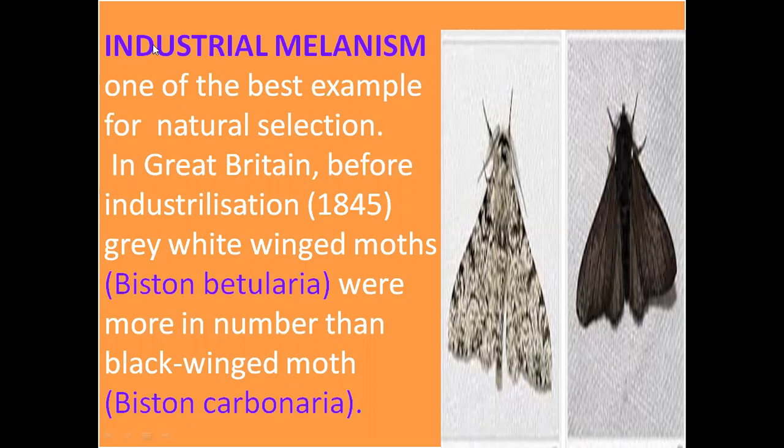So this is termed industrial melanism. It occurred in Great Britain, where before industrialization, white moths were more in number, more dominant as compared to black moths. But as the years passed, black moths were better adapted than the white moths. So according to the environmental changes, the number increases or decreases, and it depends upon the predators.